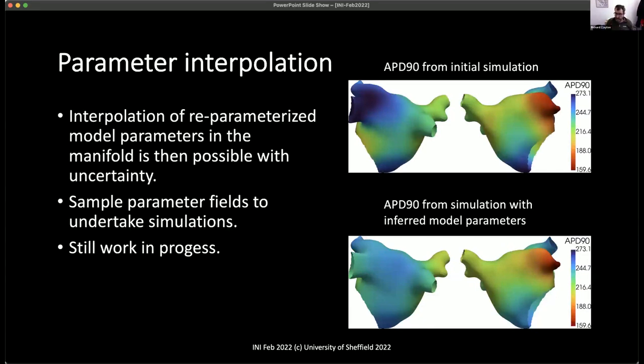And what is really a work in progress at the moment is extending that to interpolating our model parameters across the left atrium. So interpolating our model parameters on our mesh so that we can then sample those uncertain parameter values to run simulations. There are a couple of pictures here showing the ground truth from an initial simulation, and then this is the model property which we've recovered, which matches very nicely to the ground truth.